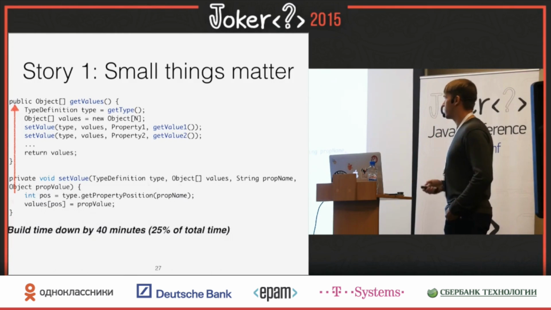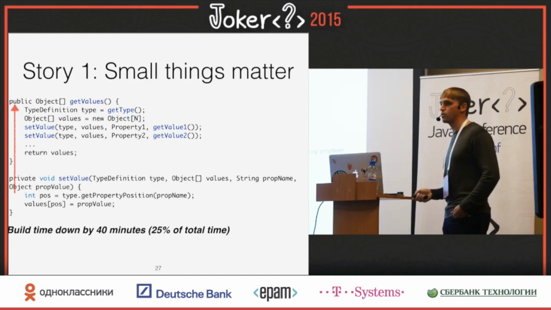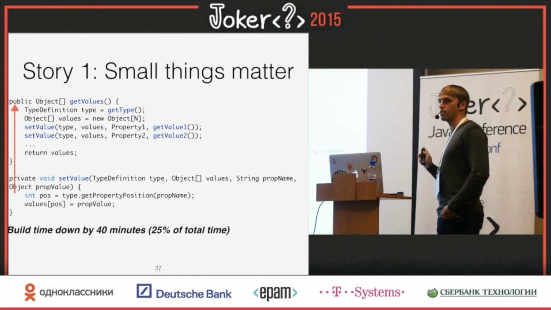The surprising thing was this. Just by moving this one line and 1 hour of refactoring, our build time was down by 40 minutes, or 25% of total time. So at that point, we were at 3 hours building our CI, and all of a sudden, we're at like 2 hours 20. Like, what just happened? We moved one line. All right.